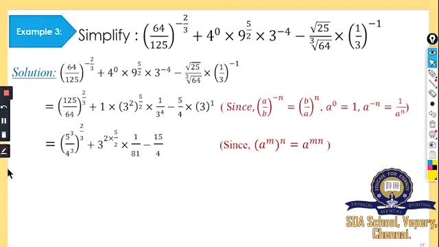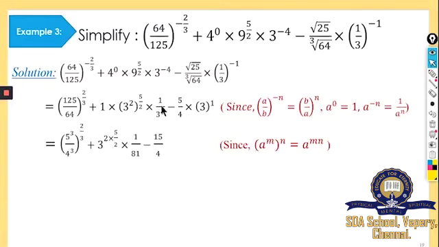Again, if you observe this (3 to the power 5 by 2), this is in the form of a power m to the power n, right? So now we are going to apply that law here. A power m to the power n equals a power mn. So that is how we have got 3 power 2 into 5 by 2 here.